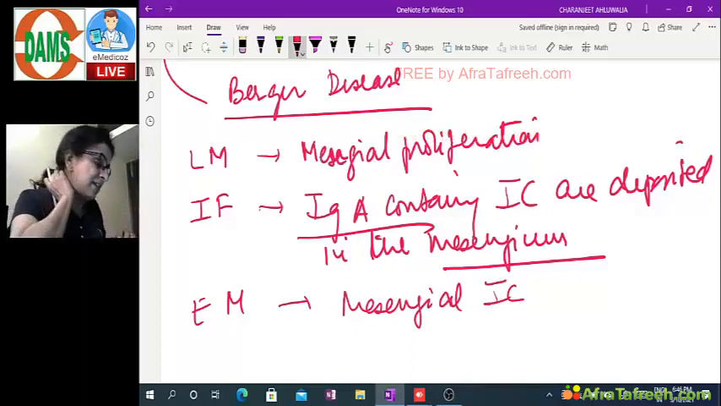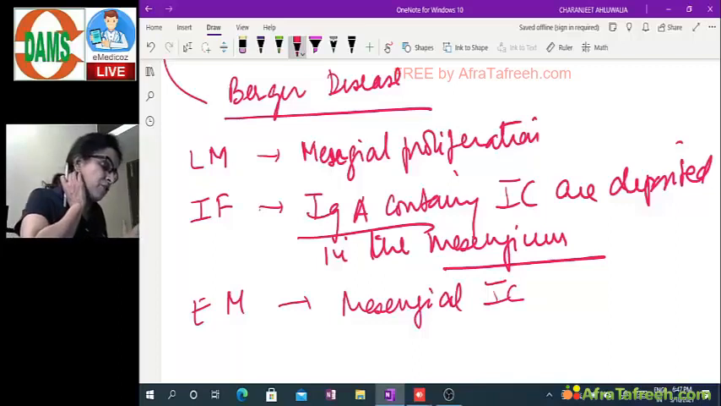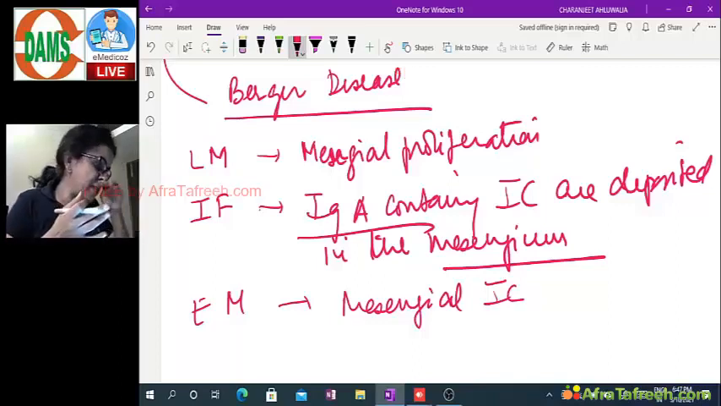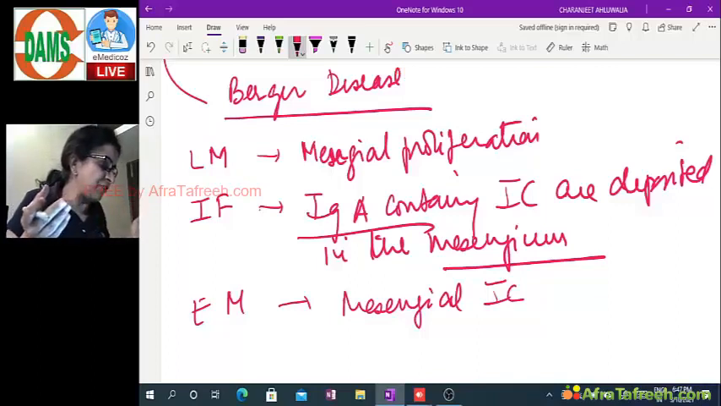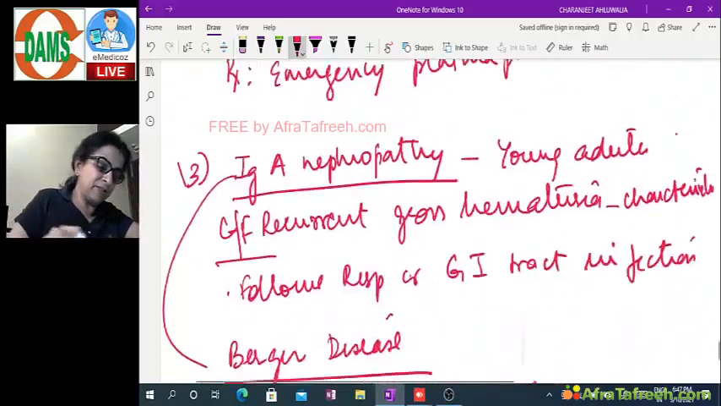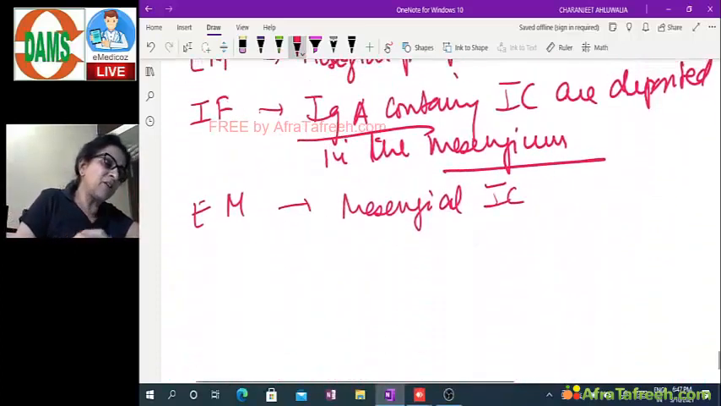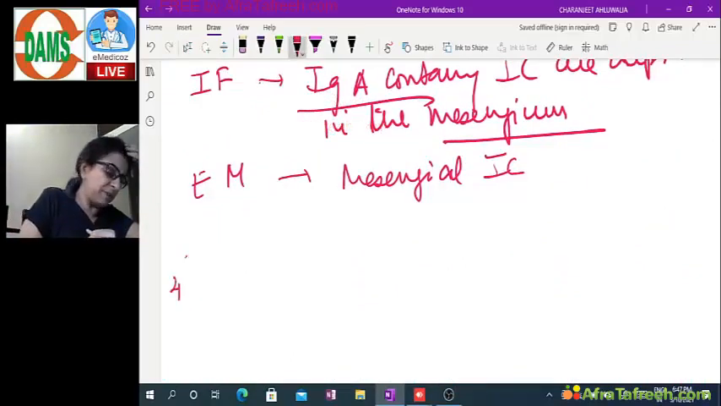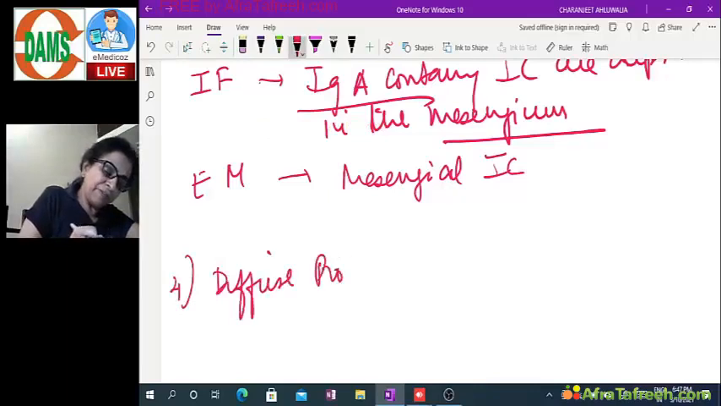So young adults, recurrent gross hematuria, they may have proteinuria, follows concurrently with, within 2 to 3 days history of respiratory or GI tract infection will be there, and it's also called Berger's disease. So this is third, that is IgA, third cause of nephritic syndrome or just recurrent gross hematuria, that is Berger's disease.